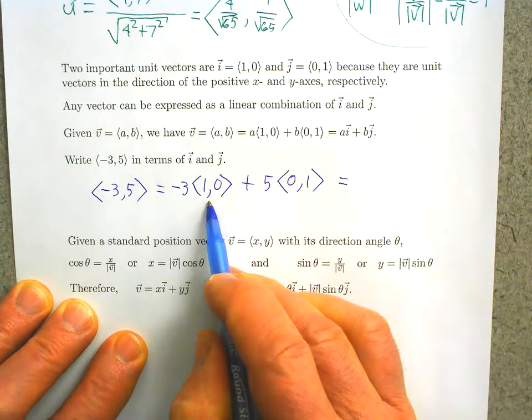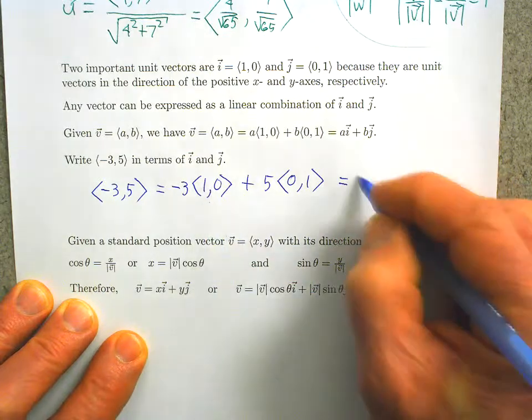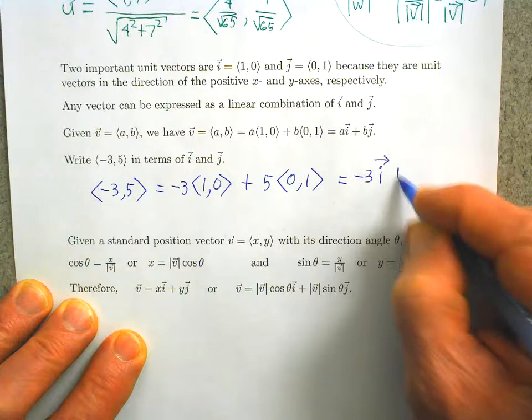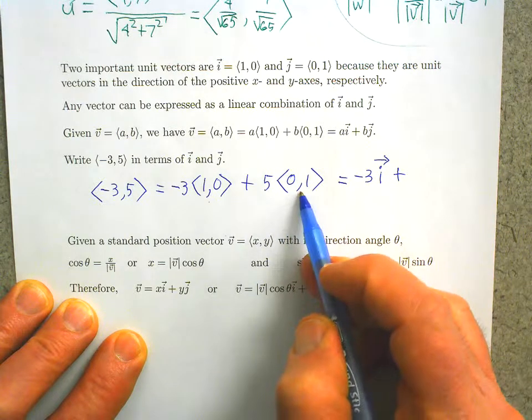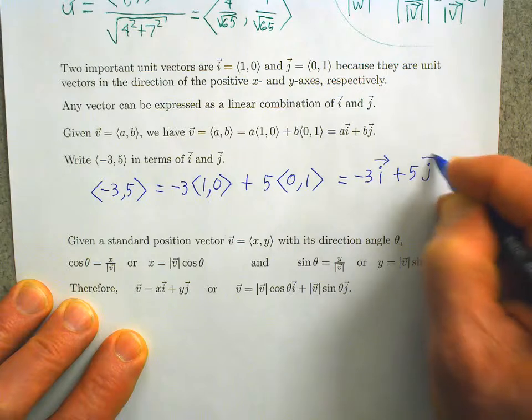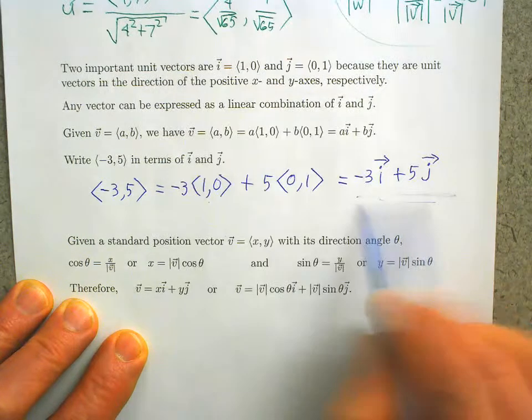But this component vector 1, 0 is the vector i, so -3 times the vector i, and then plus 5 times the unit vector j. And we're done. That's the answer.